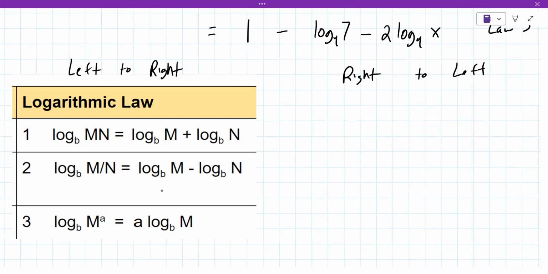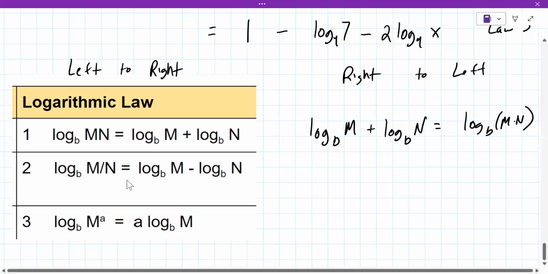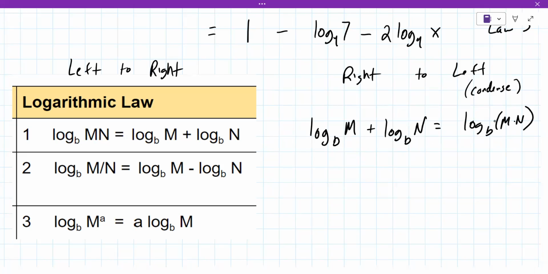What I mean by that is if you see log base b of m plus log base b of n, you can write it as log base b of m times n. It depends on what you're given. If you're given a single logarithm with a product inside, you can expand it. If you're given 2 logarithms with the same base, it's called condensing, or compressing, squeezing, making it smaller.